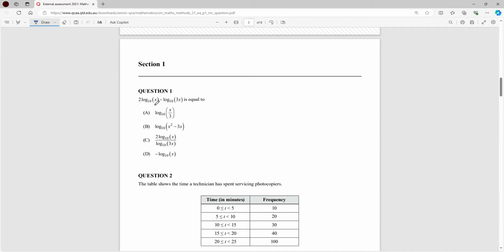Okay, so pretty much what we need to know is our standard log laws. Now the first thing I can see straight up here is 2 log 10 of x. We can pull that into here and make that a power, so we can rewrite that as log 10 x squared. So here we're basically having log 10 x squared subtract log 10 3x.